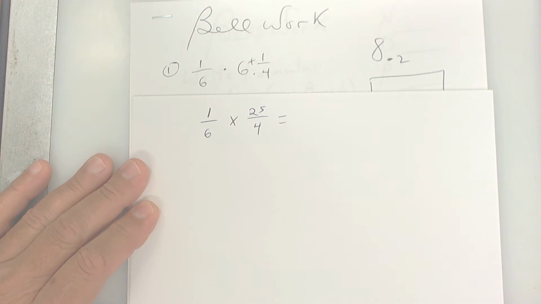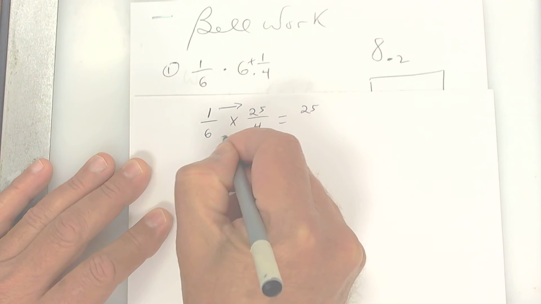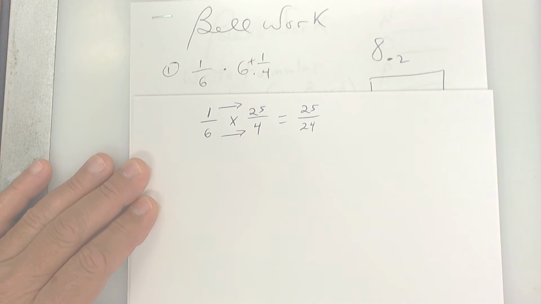Now when you multiply straight across. So 1 times 25 is 25. 6 times 4 is 24. And that's what I get. Now you could change it to a mixed number.